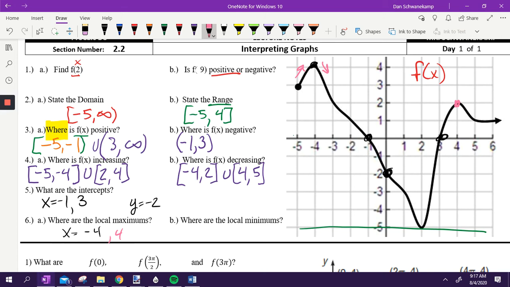Does that make sense? Where are the local minimums? Show me with your fingers. How many local minimums do you think this graph has? There's 1. What do you think has to be true in order for it to be a minimum? Decrease to increase. It's got to do both things. This is the only time period it does it. At 5, it's not considered a local minimum because it doesn't decrease and increase. It decreases and goes flat. So x equals 2 is the local minimum. Everybody understand those? Nothing groundbreaking, but again, it's just making sure we're all saying the same language.